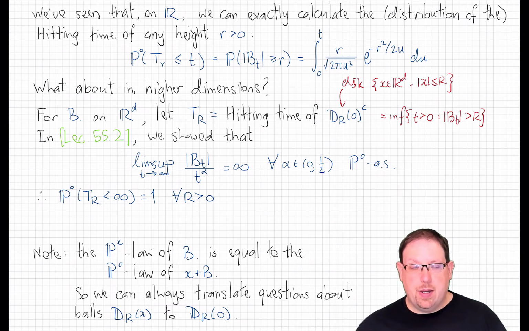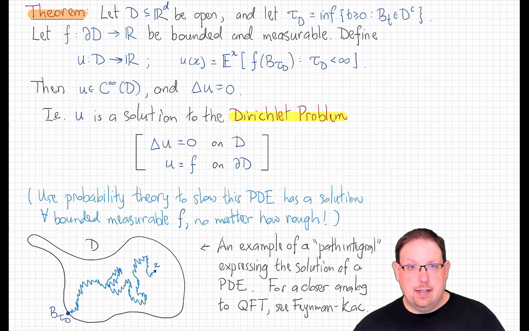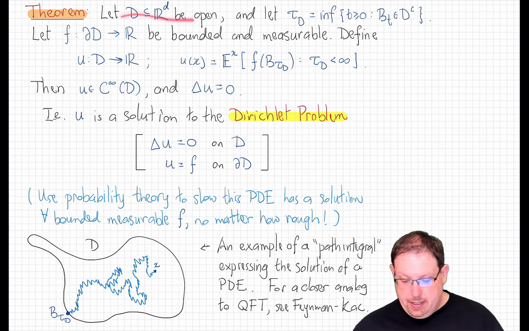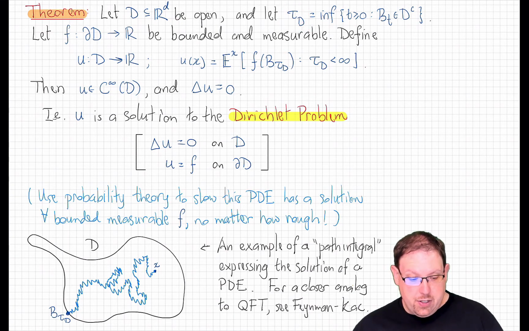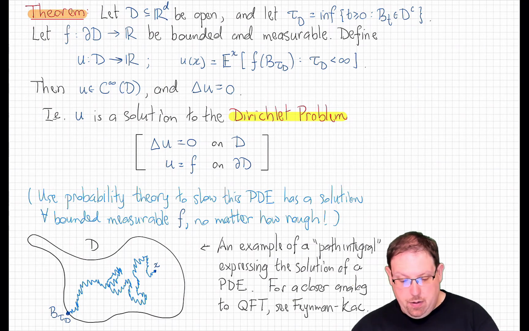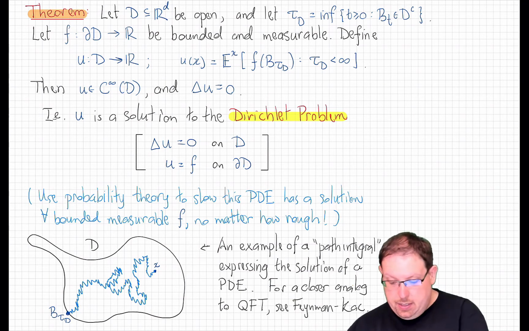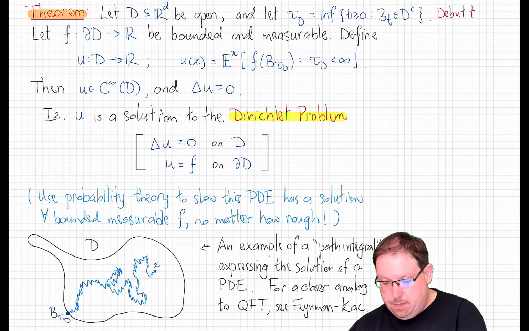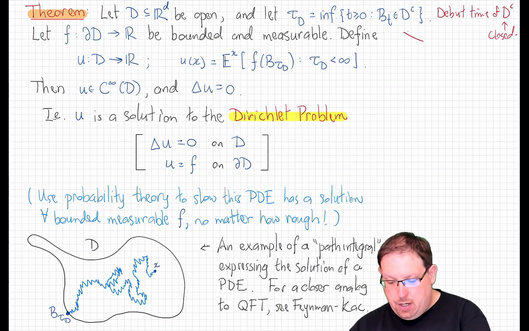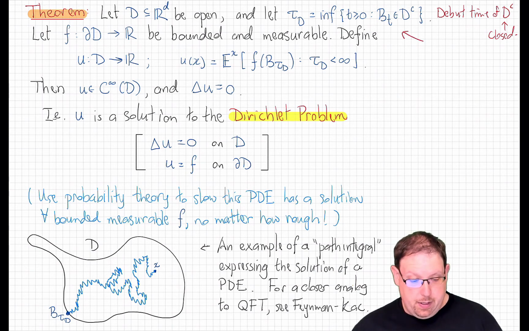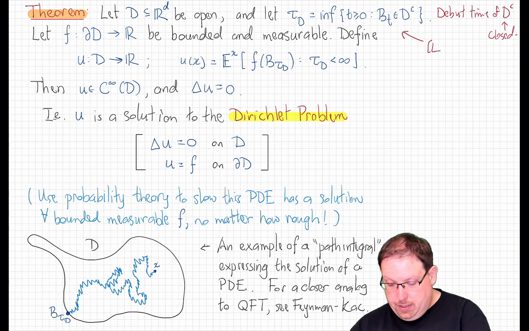functions, given by the following theorem that we're going to prove. Let D be any open subset of Euclidean space, and let's denote by tau_D the first exit time for the Brownian motion from the region D. Now this is, of course, the debut time of D complement. And since D is open, D complement is closed. And therefore, since it's the debut time of a closed set for a continuous path process, it follows from lecture 56.2 that it is a stopping time.